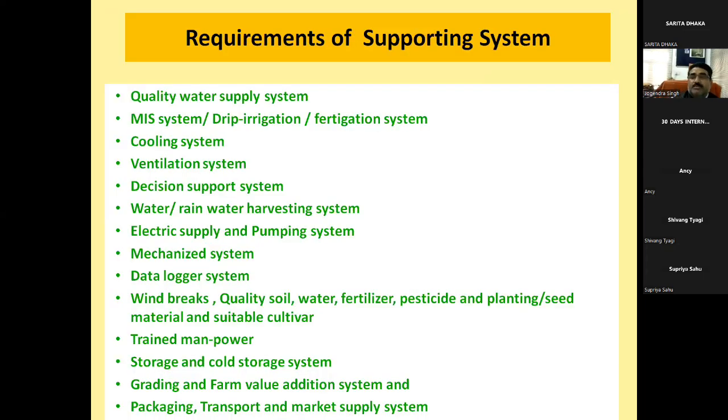So these are the requirements of the supporting system. You can see here these are the engineering: quality water supply system, MIS system, the irrigation system, cooling system, ventilation system, decision support system, electric supply and pumping system, mechanized system, data logger system, storage and cold storage system, grading, packaging, and transport system. So a lot of engineering knowledge we can include here, and without engineering knowledge, we cannot promote protected cultivation.